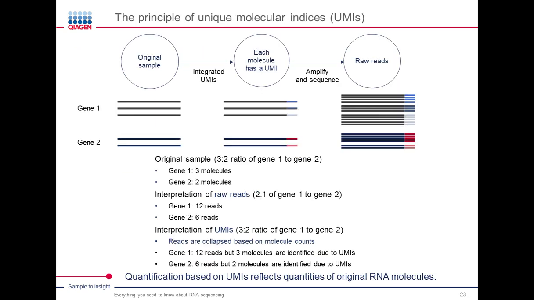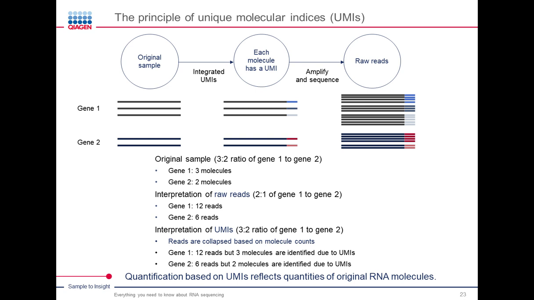So here we demonstrate the principle of the unique molecular indices. So let's take a look at your original sample. If you look at 2 genes, gene 1 has 3 molecules and gene 2 has 2 molecules, giving you a ratio of 3 to 2.